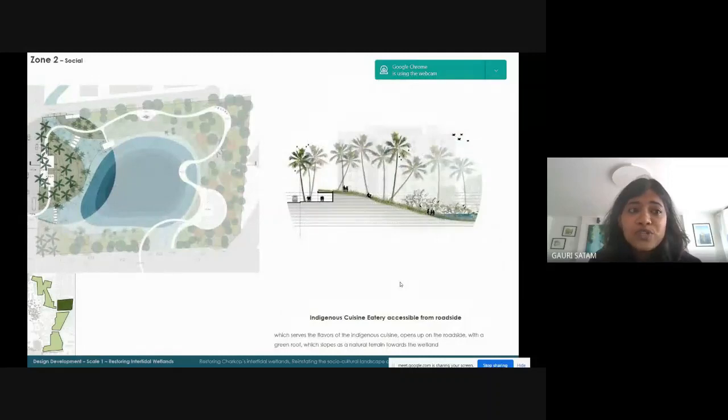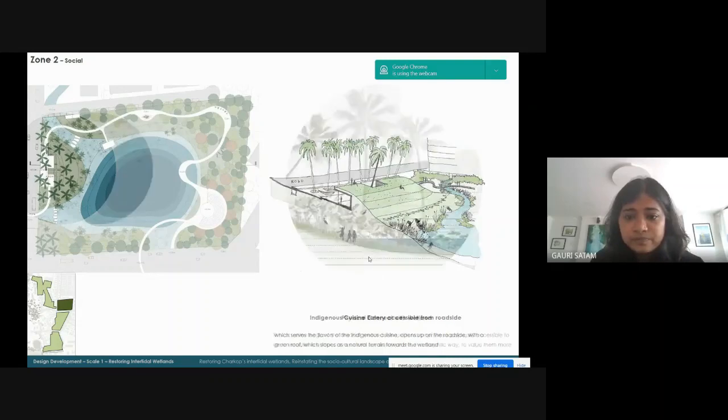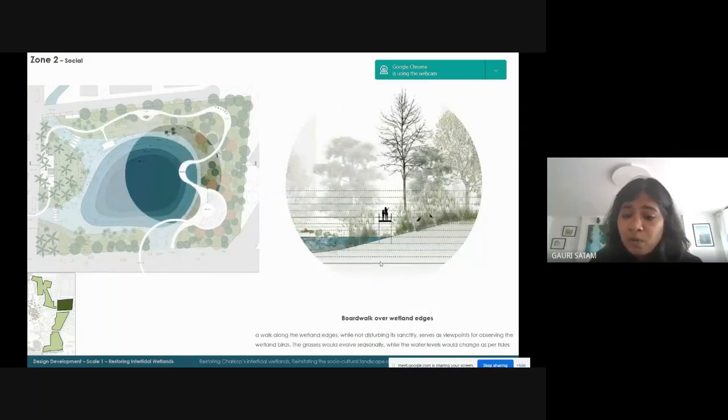Then the second zone, which is more of a social zone, has an indigenous eatery which opens up to the roadside and which kind of gets camouflaged and slopes down to the wetland. Then the wetland has been made accessible with a physical connect to it. There have been boardwalks which have been proposed along the entire length of this wetland.